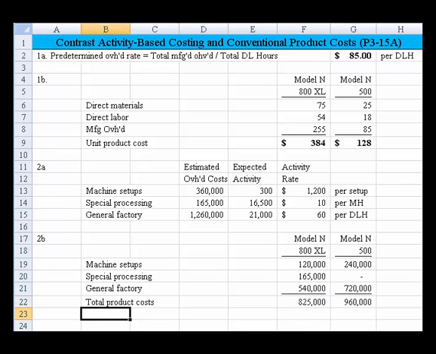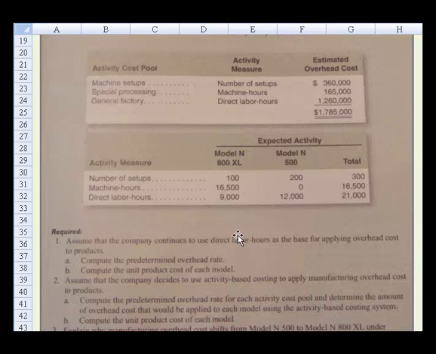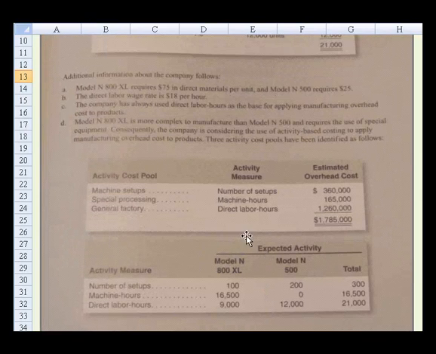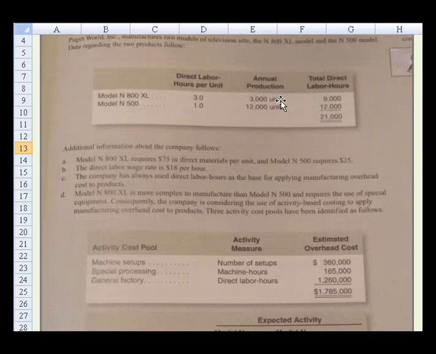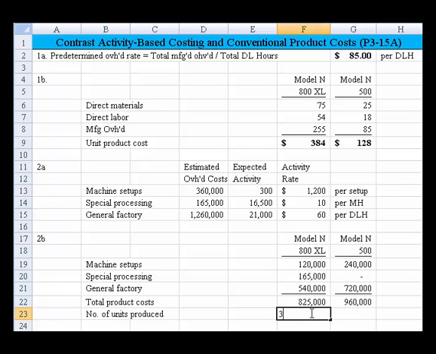Okay, and then we can calculate the estimated number of units produced. And let's go figure out where we got that information from. 3,000 and 12,000, right from there. 3,000 and 12,000 annual production. So we jot those numbers down.